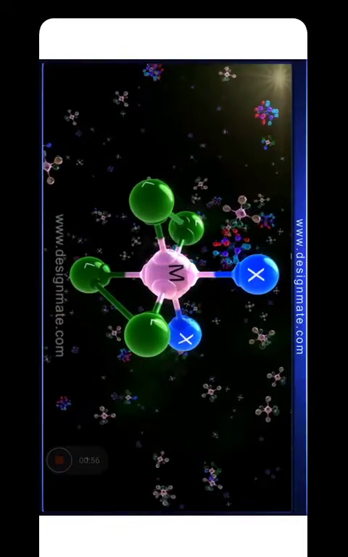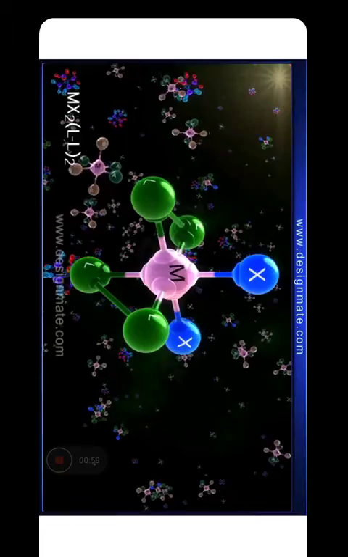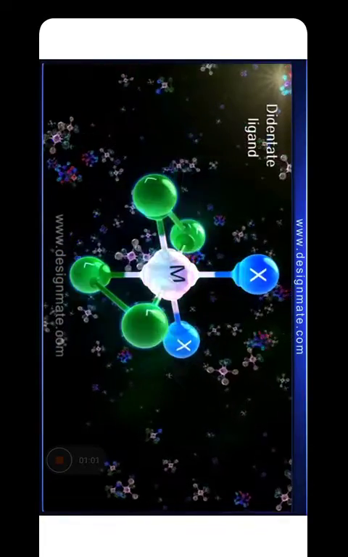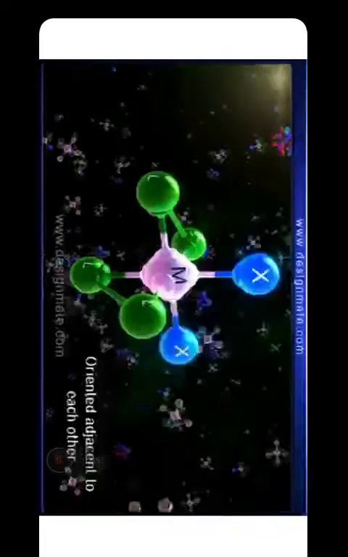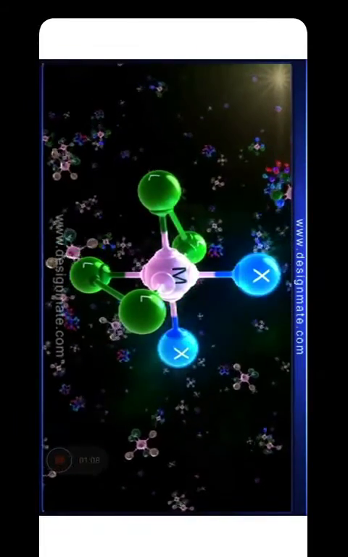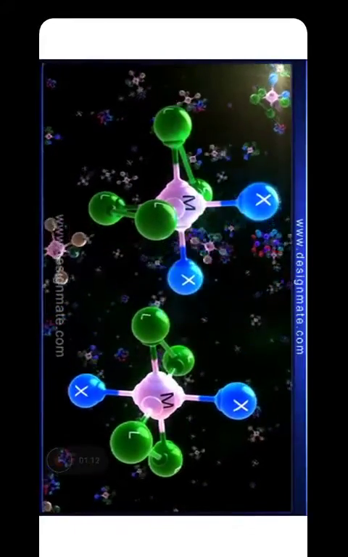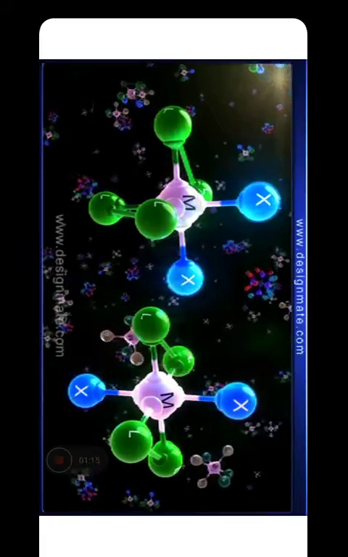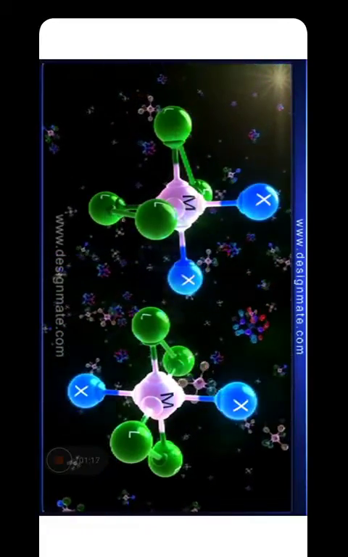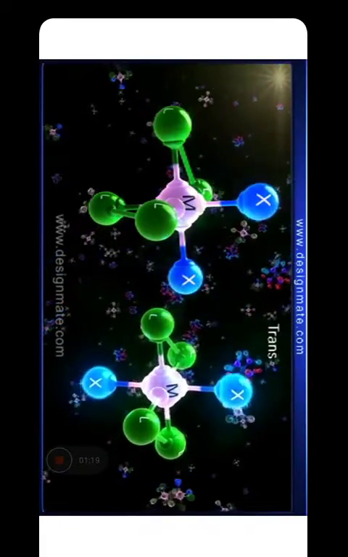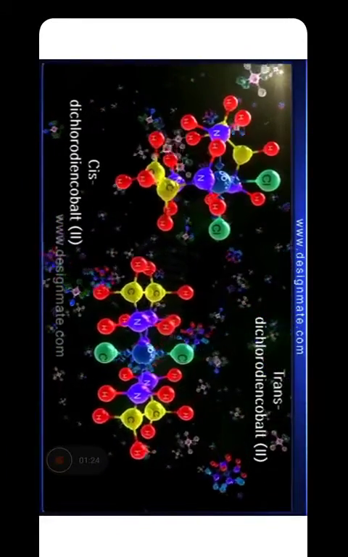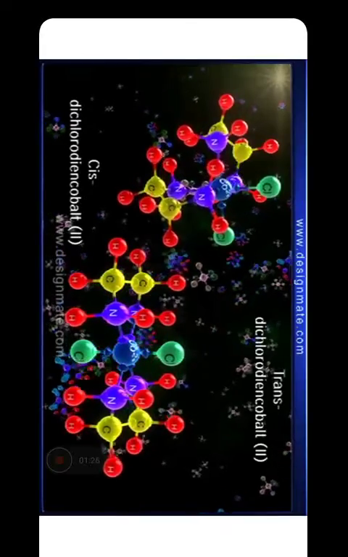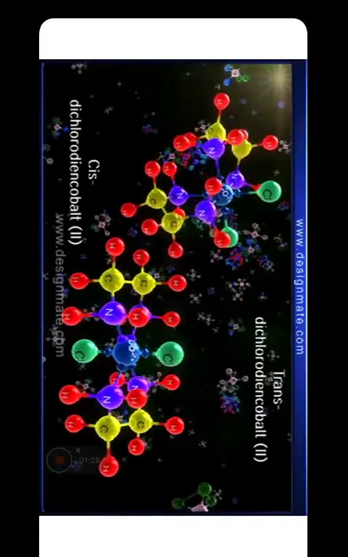Now consider the case MX2LL2, where L is the bidentate ligand. When the X ligands are oriented adjacent to each other, the isomer is designated as cis. However, when they are oriented opposite to each other, the isomer is designated as trans. Say for example, cis-dichlorobis(ethylenediamine)cobalt 2 and trans-dichlorobis(ethylenediamine)cobalt 2.